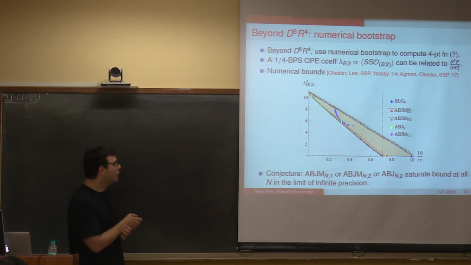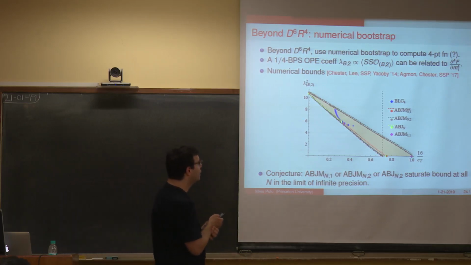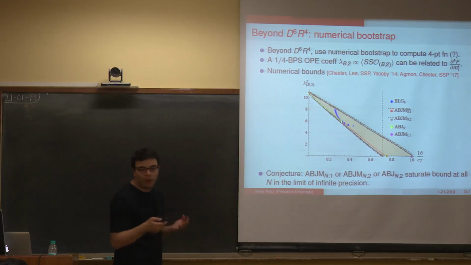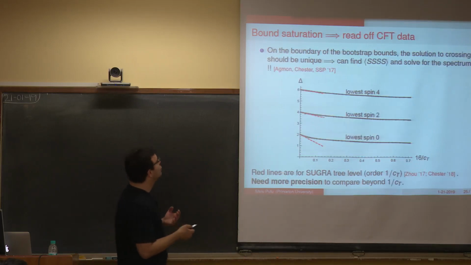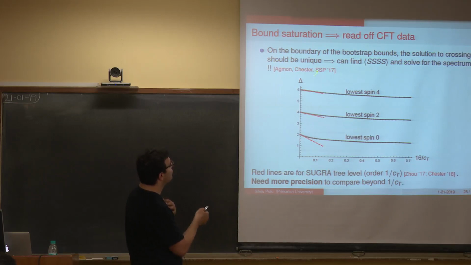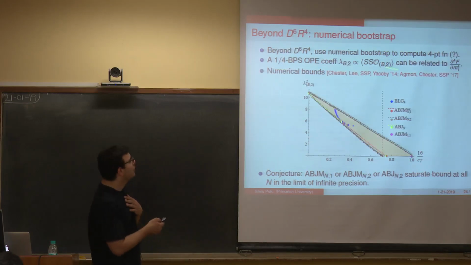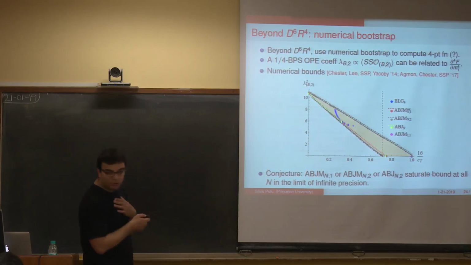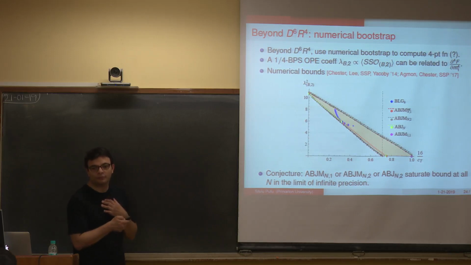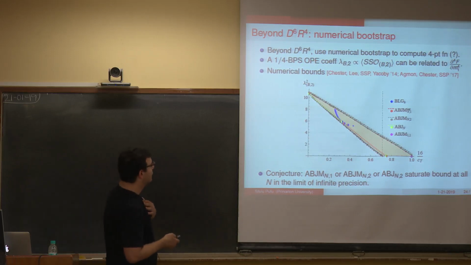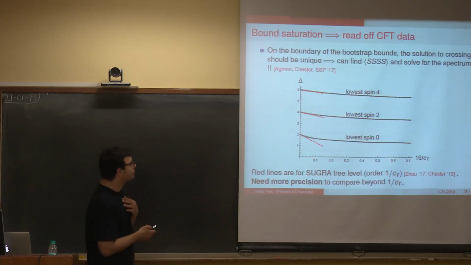The fact that the lower bound is saturated, so if we conjecture that the lower bound is saturated, then the solution to crossing symmetry should be unique. Which OPE coefficient? Of some quarter BPS operator. Okay. So that's a double trace? It is a double trace, yes.